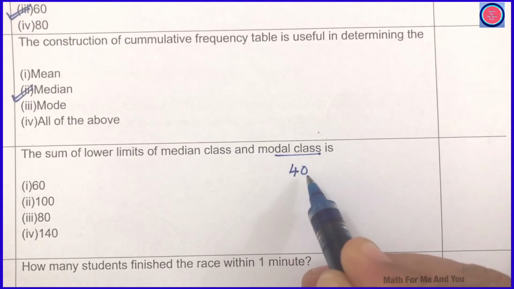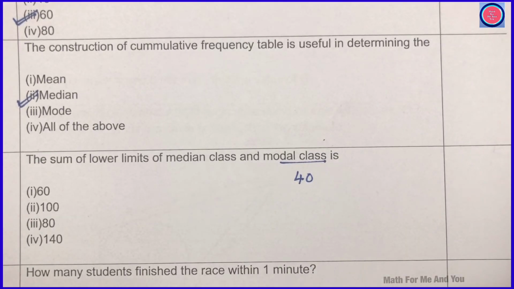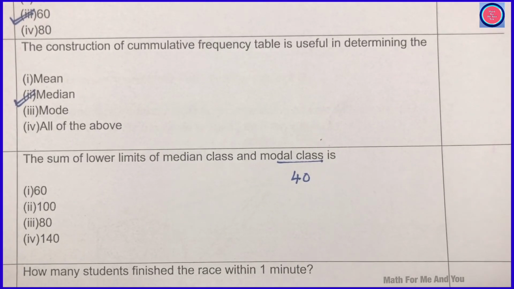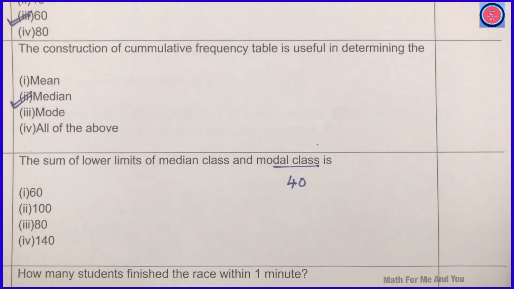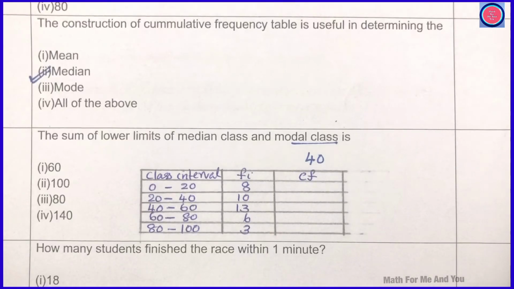Now we need the median class and its lower limit. How can we find the median class? To calculate the median we need cumulative frequency. So we have to prepare the cumulative frequency column. After that only we can find the median. See the class and frequency. We have to complete the cumulative frequency column. How can we do that?